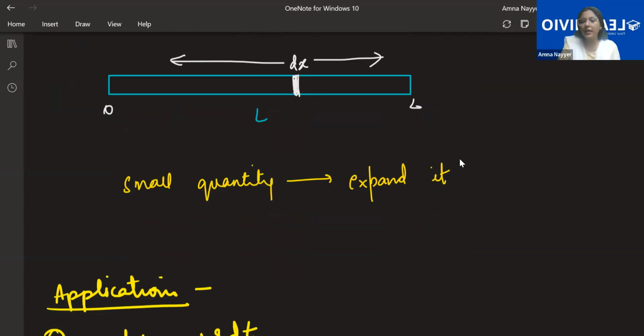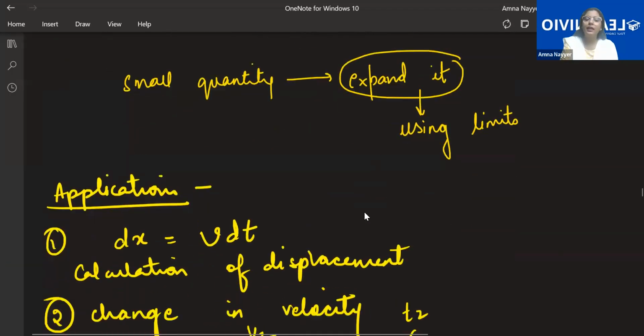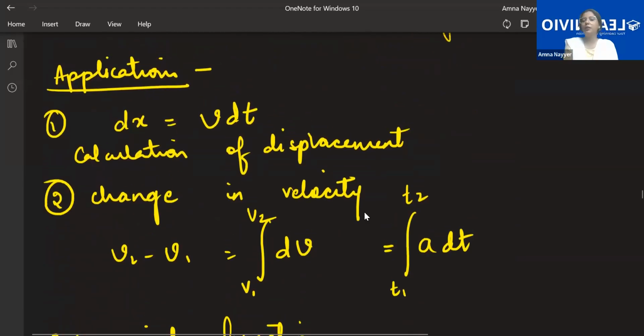Now, how can you expand it? Using limits. You set the limits and it will be done. Now, I'll show you how it will be done, with a few examples from your chapter.